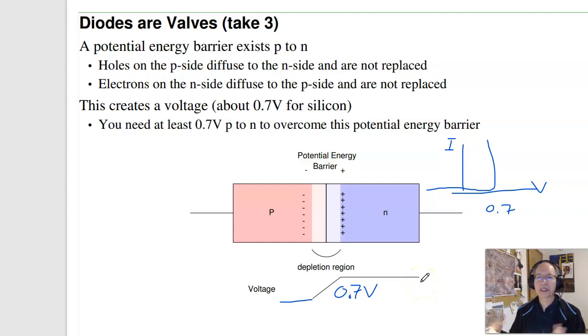Okay, so it's kind of three ways to describe it. As long as one of those makes sense to you, that's good enough for this course. Just got to remember current flows P to N. And that's the symbol for a diode. A little arrow reminding you current flows this way, not the other way.